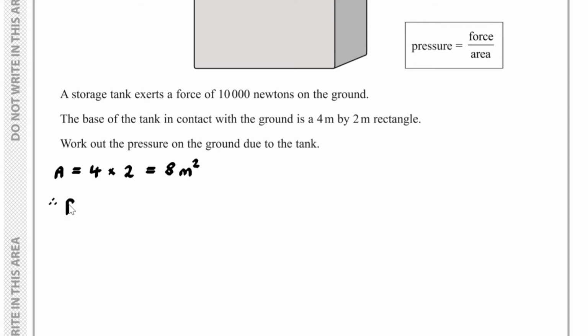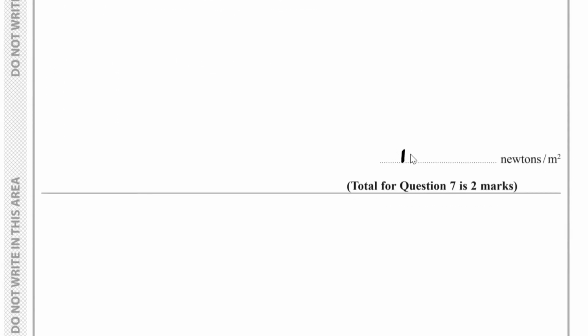Which means when we come to work out the pressure, it is equal to the force, which is 10,000, divided by the area of 8. And if we work out what this is equal to, 10,000 divided by 8 is 1,250. Our units will be newtons per meter squared. We've got 1,250 newtons per meter squared.